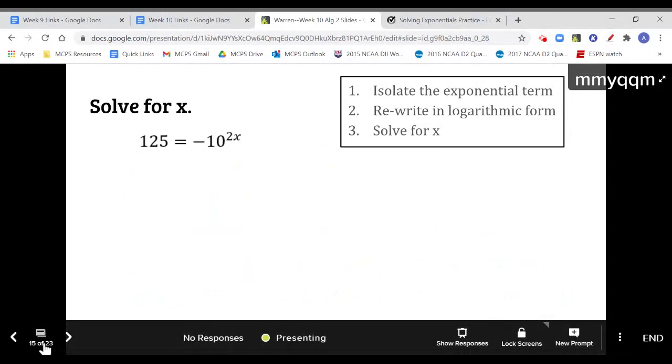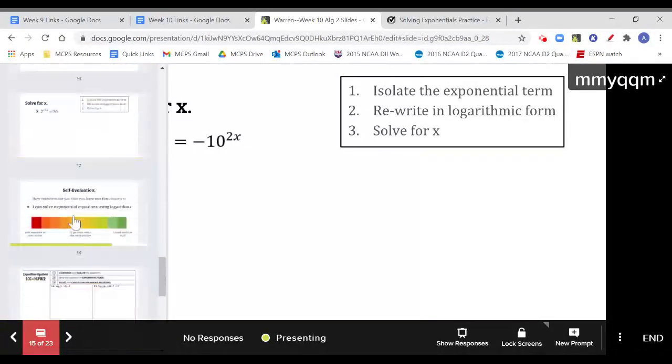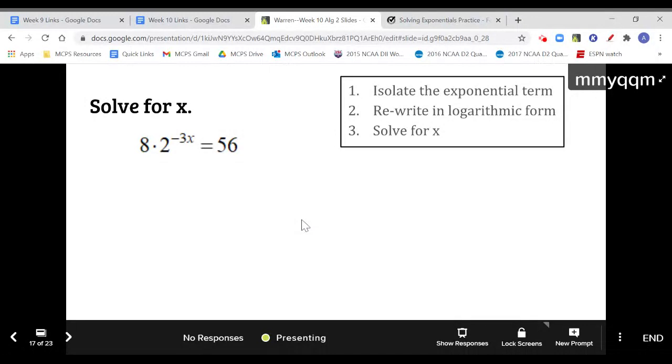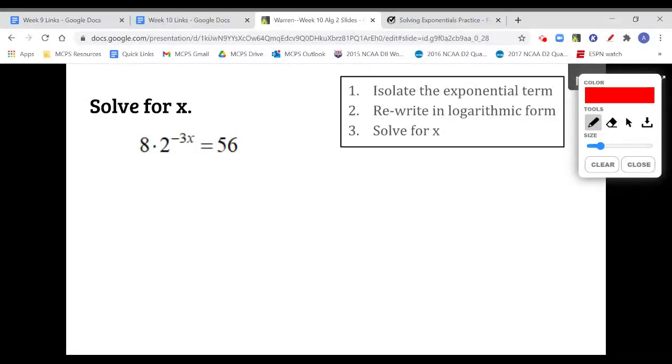Okay, and then before this video ends, I'm going to do one more example. Let's see if I can find a good one. Like this one. So looking at this example, again, I want to start by isolating my exponential term.